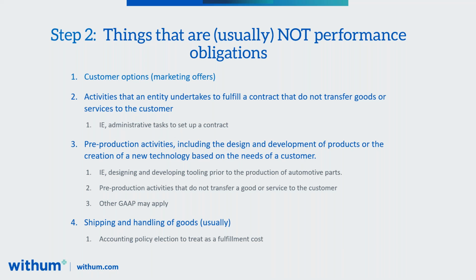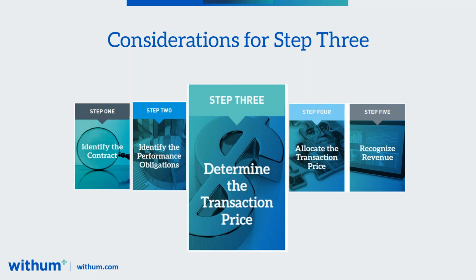Here's a slide that comes in handy. Sometimes it's easier just to know what usually isn't a performance obligation. And there are some common examples here on this slide. Customer options are obviously marketing offers, so those are definitely not a performance obligation. Any activities that an entity may undertake to fulfill a contract that aren't actually transferring goods or services to the customer are not a performance obligation. Again, if you look at those from the perspective of the customer, the customer doesn't know that you're performing administrative tasks in the background. Pre-production activities and shipping and handling activities, those are all things that are usually not performance obligations.